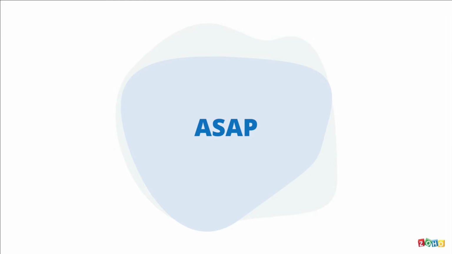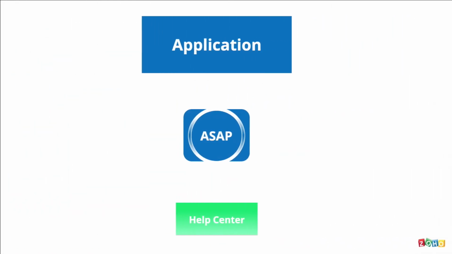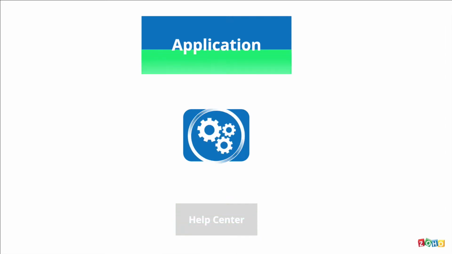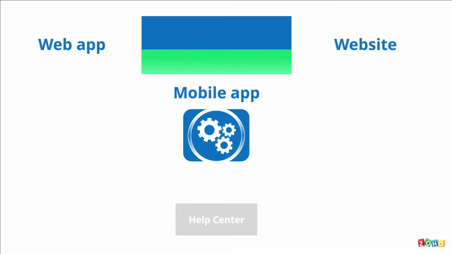Sure. So what exactly does ASAP do? In a nutshell, ASAP is a set of tools that allow you to embed your help center into your application. This could be your web app, your mobile app, or even your website. To give you a clearer picture, let's use an example to illustrate how the ASAP plugin works.